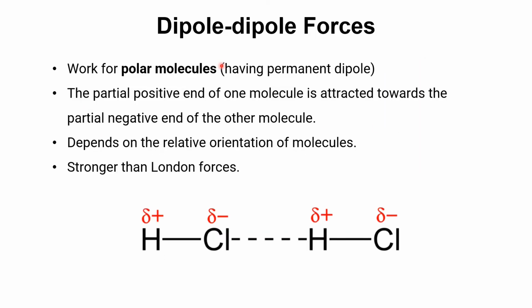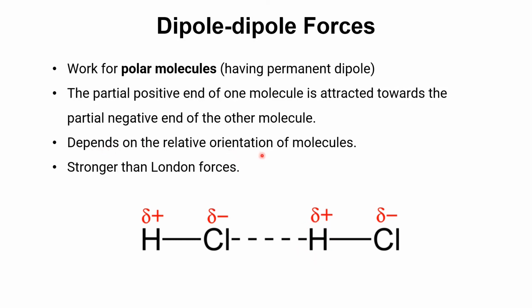The third type of forces are dipole-dipole forces. These forces are between two molecules in which both molecules have a dipole, so these work for polar molecules which have a permanent dipole. The partial positive end of one molecule is attracted towards the partial negative end of the other molecule, as I told for the HCl molecule. Chlorine is an electronegative atom, so it has a delta negative charge. When it comes in contact with another HCl molecule, this delta negative charge will interact with the delta positive charge of hydrogen of the other molecule.